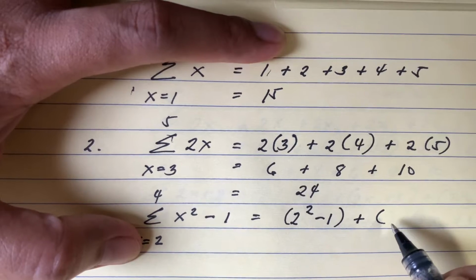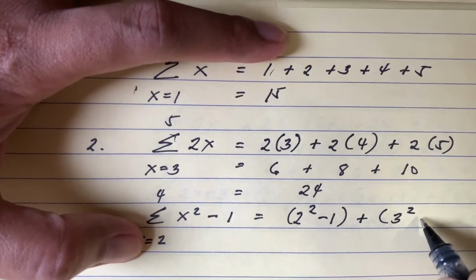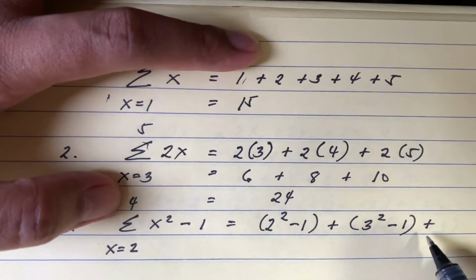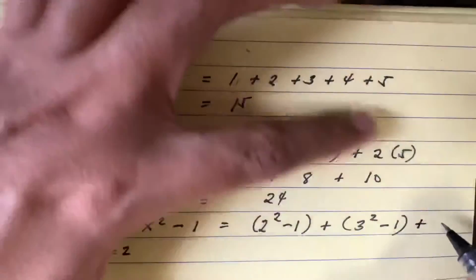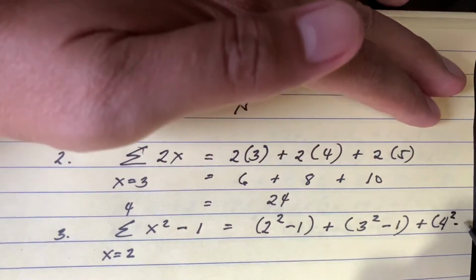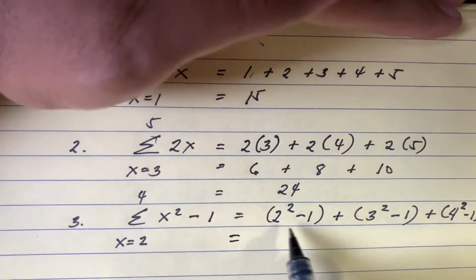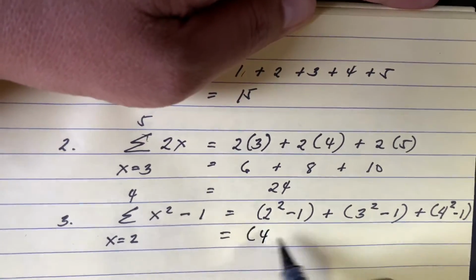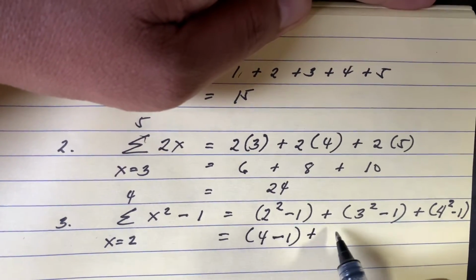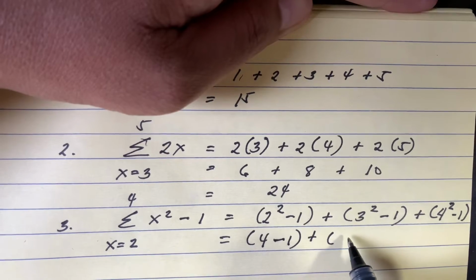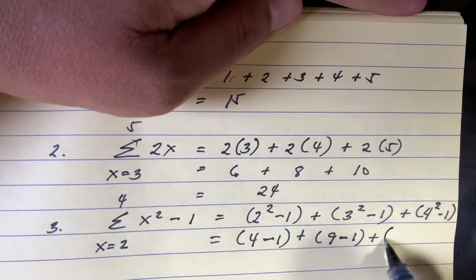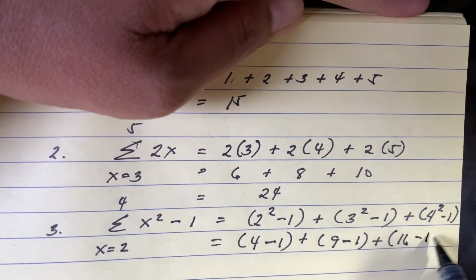We have, what's next after 2? We have 3 squared minus 1. Then plus our upper limit is equal to 4. So we have 4 squared minus 1. So now let us simplify. 2 squared is 4 minus 1, plus we have 3 squared is 9, because 3 times 3 is 9, minus 1, plus 4 squared is 16 minus 1.